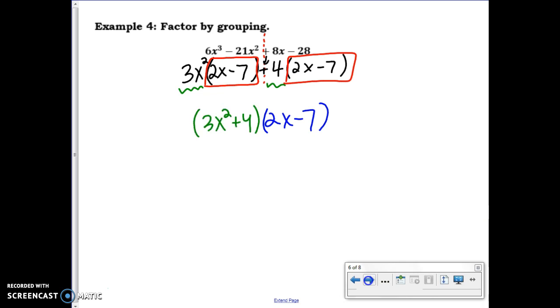Again, remember the last thing would be to look and see if we can factor this 3x squared plus 4. I'll tell you right now that you can't, and we will learn very shortly why that is not factorable anymore. But you are done. This is the answer to the problem. Pause for a second if you need to copy anything down.